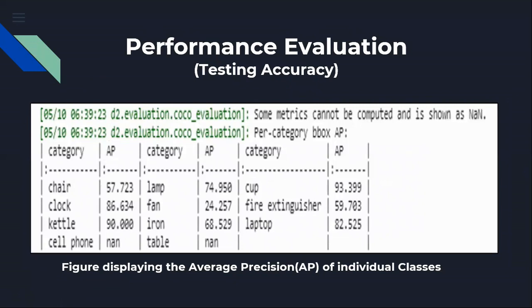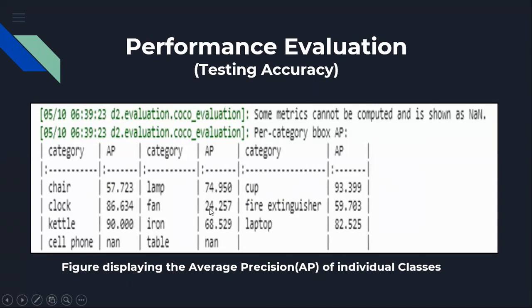This one is more explanatory because here we see the accuracy for individual classes. We can see that the accuracy for chair, clock, kettle is 86%, 90%, for lamp it's 74%, for cup it's 93%, and for laptop it's 82%. But if we look closely, the accuracy for fan is just 24%. Why is that? I kept the images for fan fewer intentionally so that we can see the difference between the accuracies of the other objects and we can discuss how this can be improved.